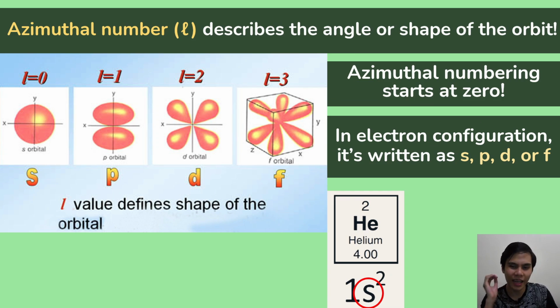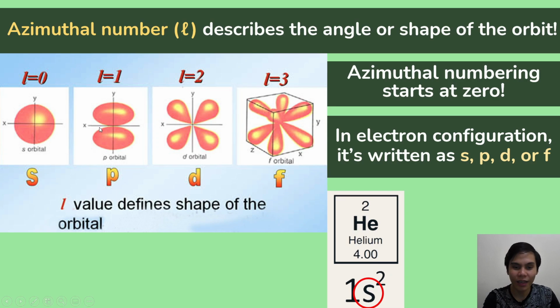Again, this describes the angle or the shape of the orbit, and it's called a number based on this numbering system of 0, 1, 2, and 3. But these numbers, 0, 1, 2, and 3, correspond to different letters, which also correspond to different shapes. So s stands for sphere. The p, d, and f shapes are complicated terms already, so let's just keep them with their letters, p, d, and f.